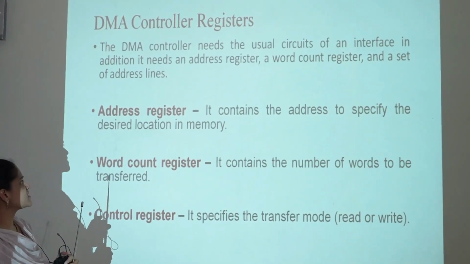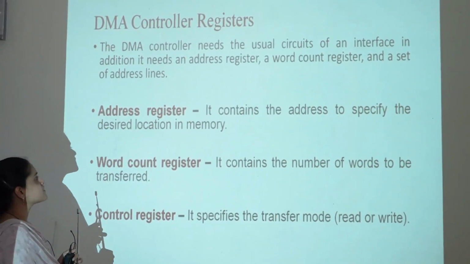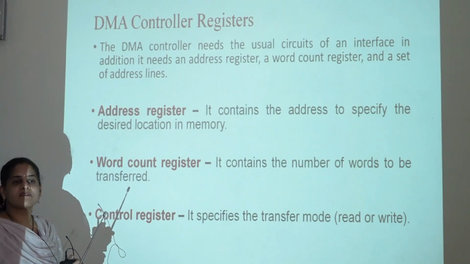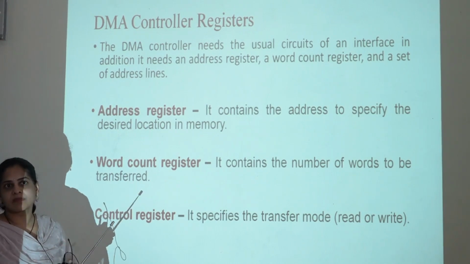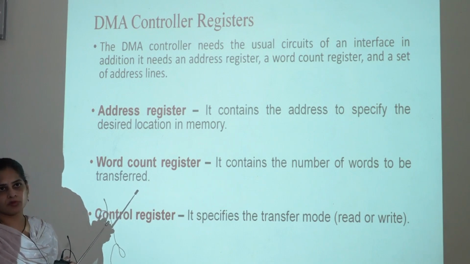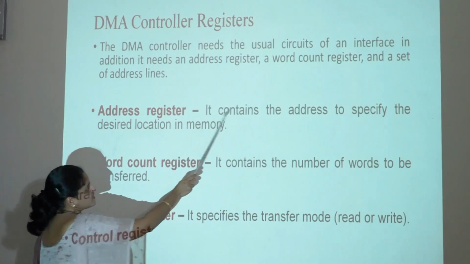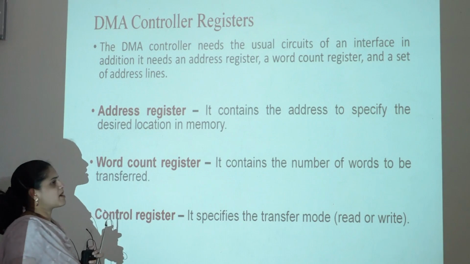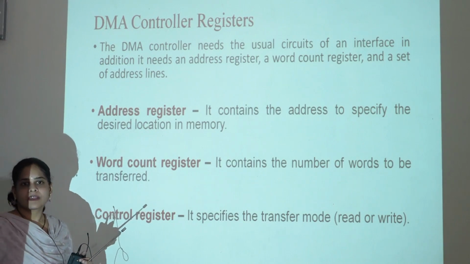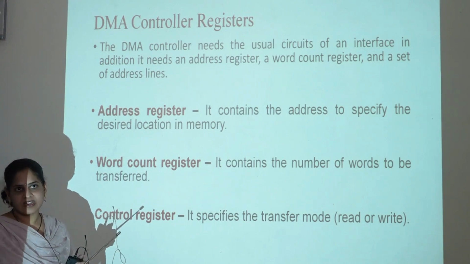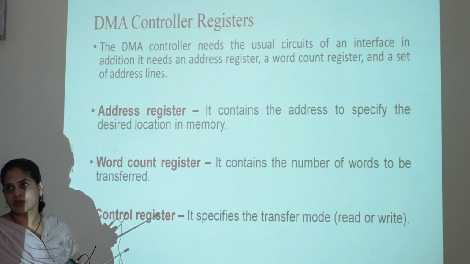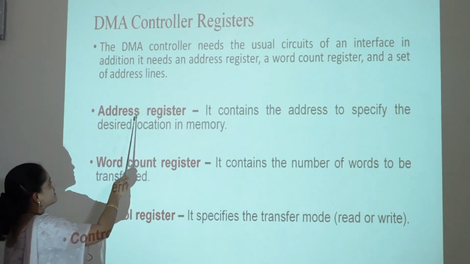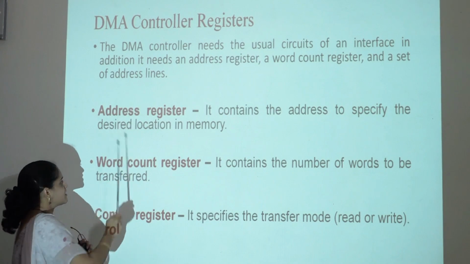The address register specifies the address, the desired location in the memory, where the particular information will be read or written by the input output device. It contains the address specifying to which location of the memory the DMA controller is transferring the data, whether it is a read operation or a write operation. That address is specified by the address register.